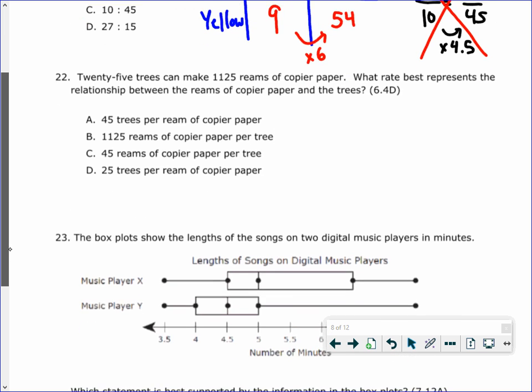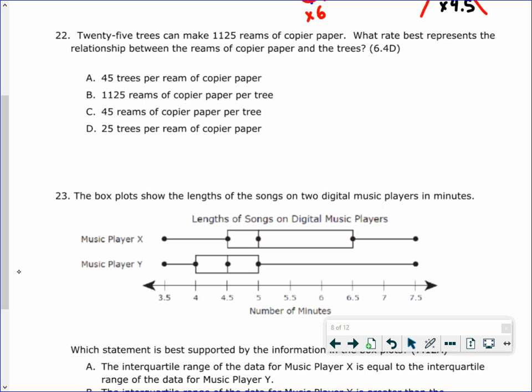All right, number 22. 25 trees can make 1,125 reams of copier paper. What rate best represents the relationship between the reams of copier paper and the trees? So we're looking for a rate. So a rate is simple, we just divide them. But we want to go copier paper to trees. So we're going to be doing 1,125. We're going to be dividing whichever one's first there. So 1,125 divided by 25.